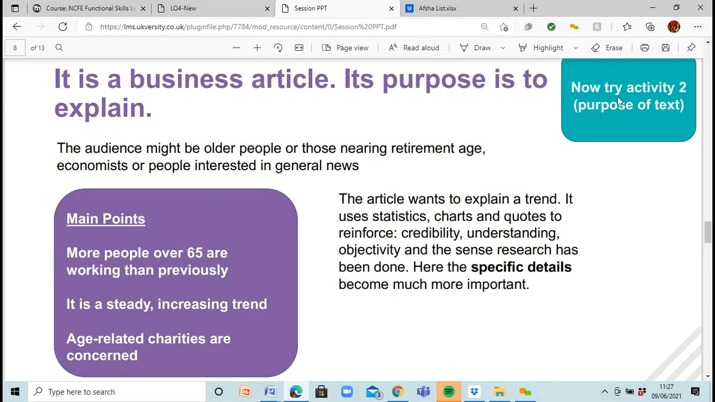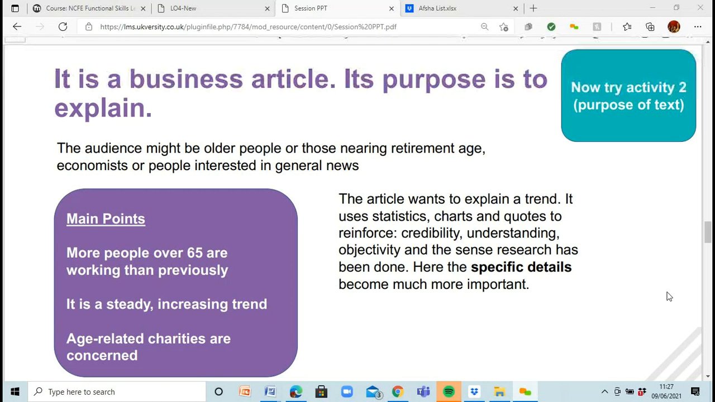So it's a business article, and the purpose of it is to explain. The audience for this might be older people or those who are nearing retirement age. It might be for economists or people who are just interested in general news. So it's a wide range of audience here. Now, the article wants to explain what is going on, what the trend is at the moment, that people over 65 are not just retiring now, they're working.